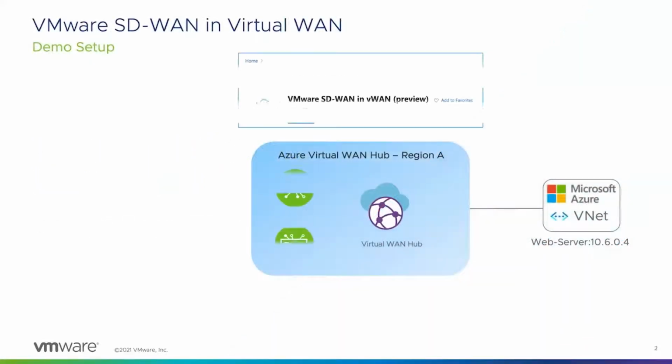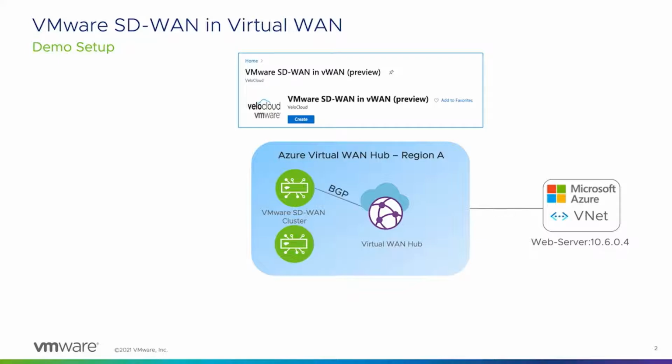In this demo, we have deployed two VMware SD-WAN edges in cluster mode inside a virtual hub. These edges can be deployed using a managed application that's available on Azure portal today in preview mode. Using this app, customers can automate the deployment and activation of SD-WAN edges in a vHub. Once these edges are deployed, they build a BGP neighborship with Azure Route Service to exchange routes dynamically.